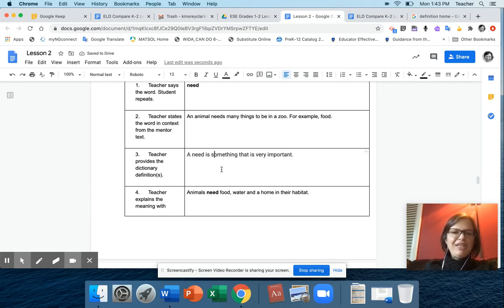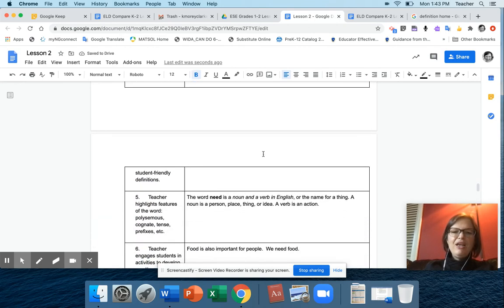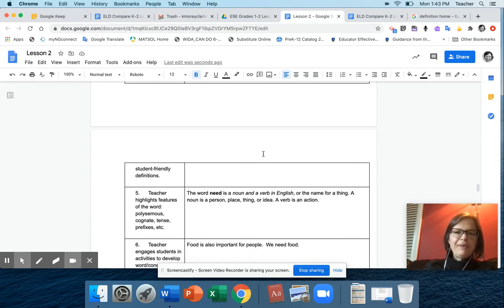Animals need food, water, and a home in their habitat. We're going to be learning about habitats. The word need is a noun and a verb in English. A noun is the name of a thing. A noun is a person, place, or a thing or idea. And a verb is an action.